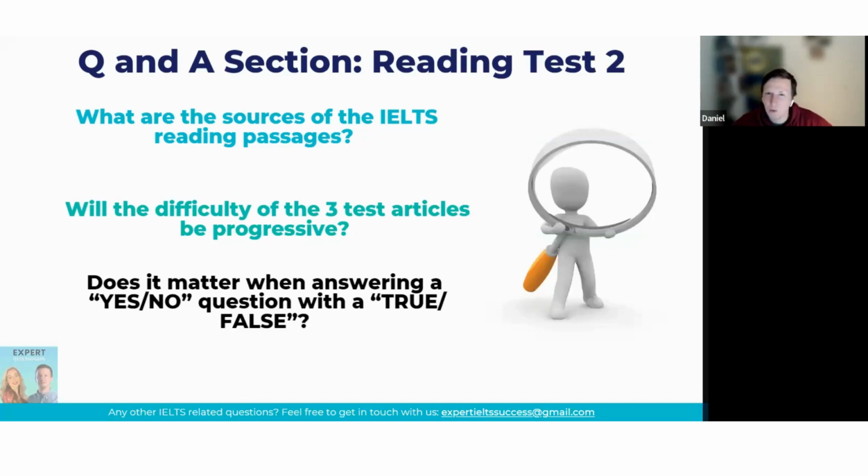The difficulty of the articles, will they be progressive? Generally, I would say no. I think they're not necessarily done easy, medium, hard in terms of the reading test. Some might be easy. It's how you perceive it, I guess, as a student. They're generally just reading text standalone. They're not really put in an order as such. So no, they wouldn't be progressive.